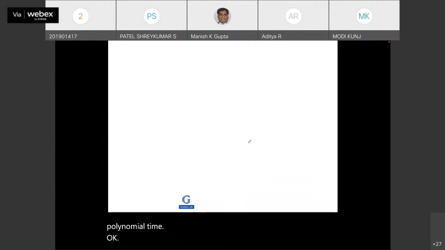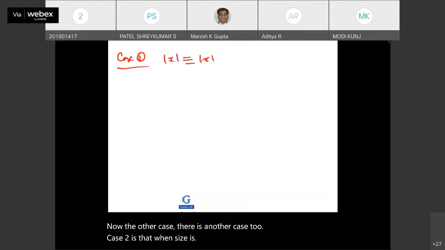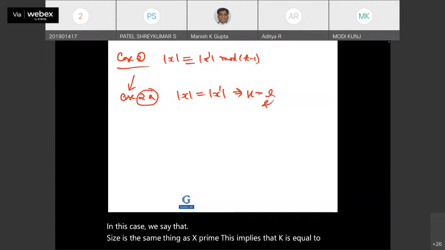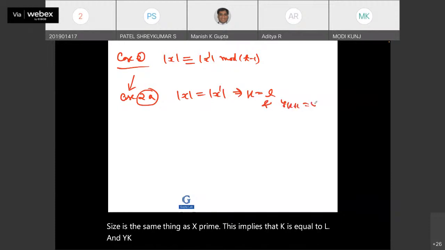Now there is another case too. Case 2 is when the size of x is congruent to the size of x prime mod t minus 1. Now there are two possibilities. Case 2a: in this case, we say that the size of x is the same as the size of x prime. This implies that k is equal to l and y(k+1) is equal to y prime (k+1).